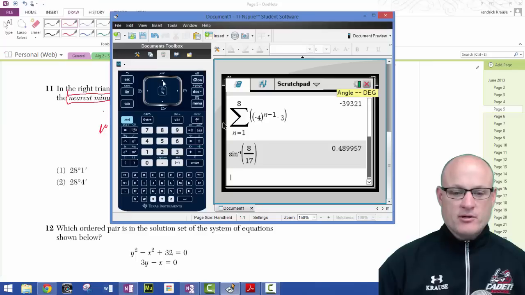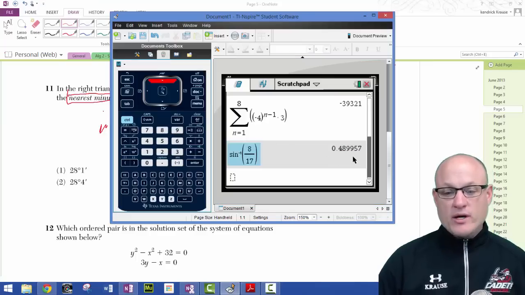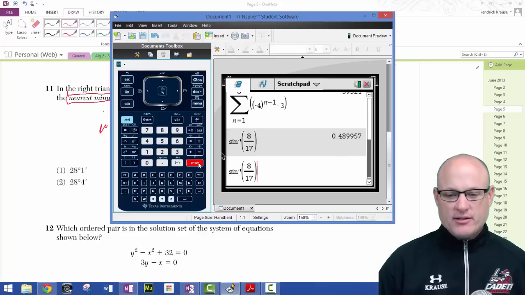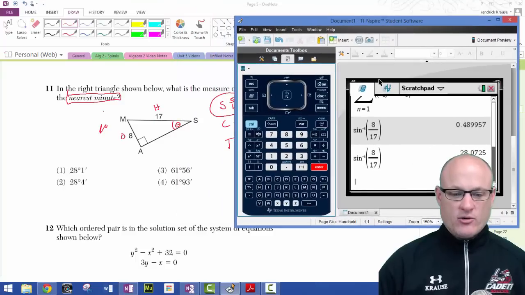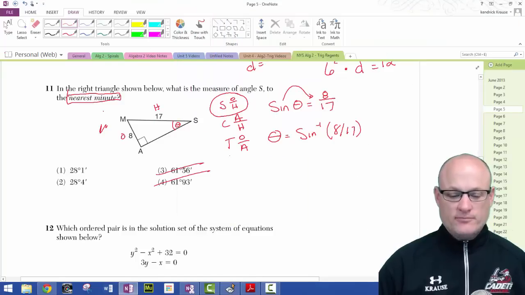If I hit the up arrow, I mean, clearly 0.489 degrees doesn't make any sense, right? It should be either 28 or 61. In this case, it's 28. So at this point, I already know that it's not one of these two.